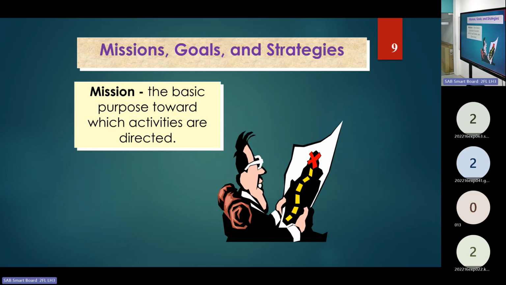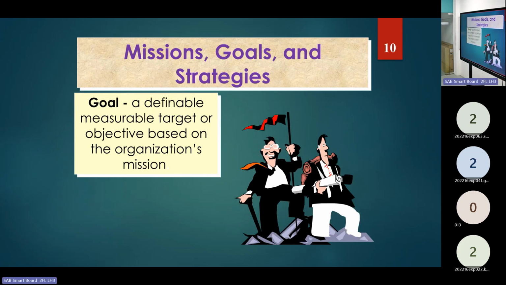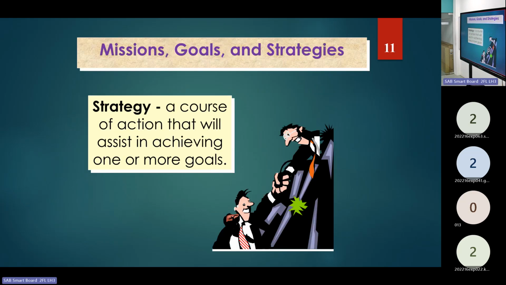To achieve those goals, to achieve the goals, you need strategies. Strategies: course of action that help to achieving the goal.